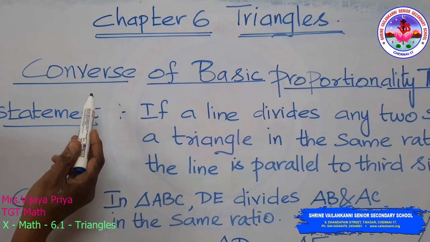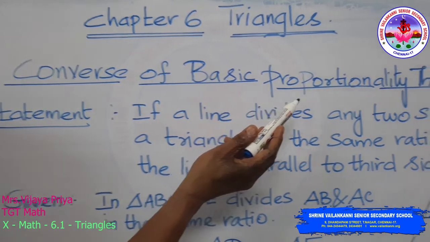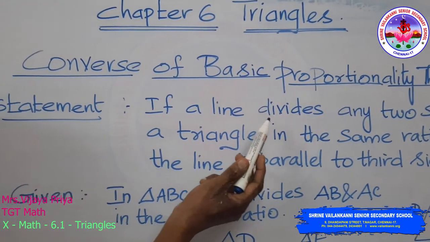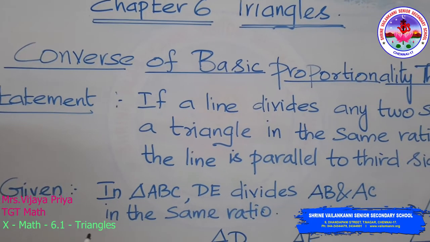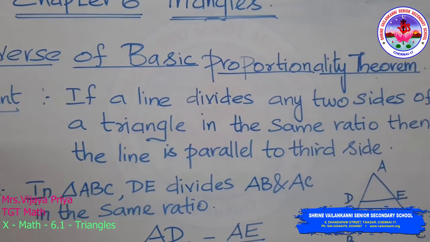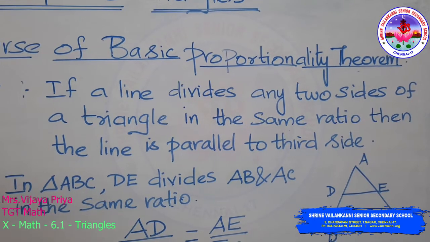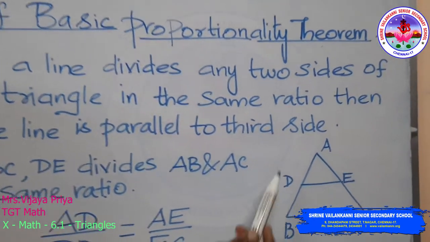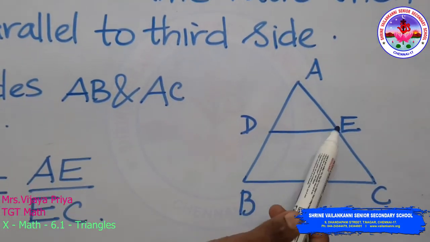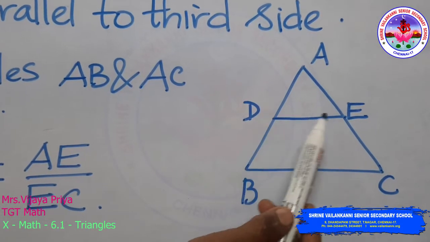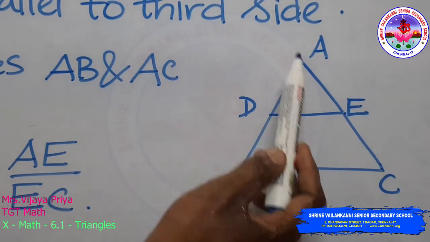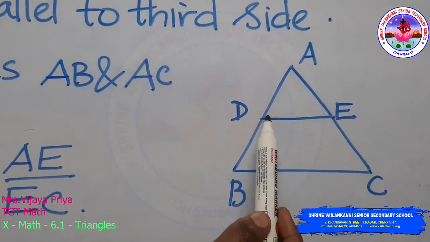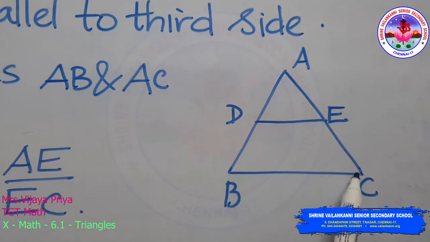Today we are going to see the converse of the basic proportionality theorem. If a line divides any two sides of a triangle in the same ratio, then the line is parallel to the third side. So in the figure, it is given that DE is a line where D and E divide sides AB and AC in equal ratios. So we want to prove that DE is parallel to BC.